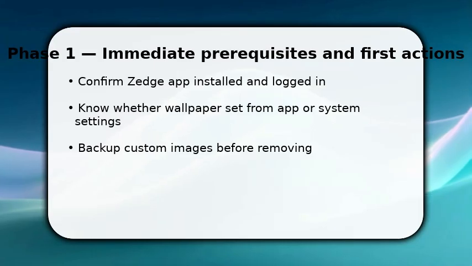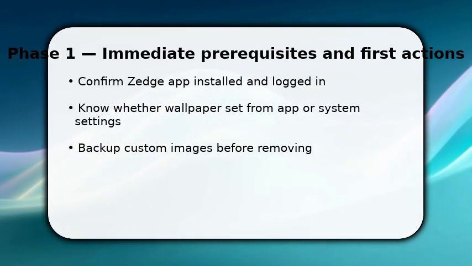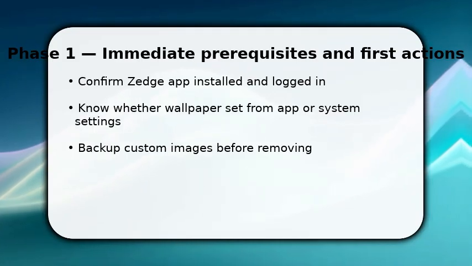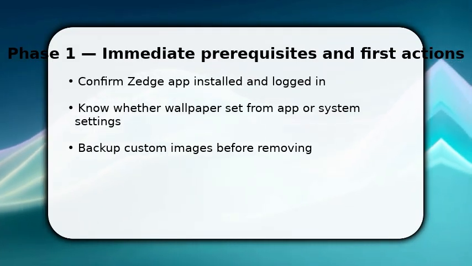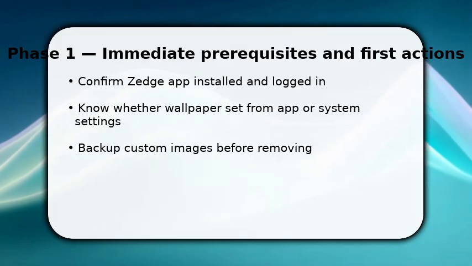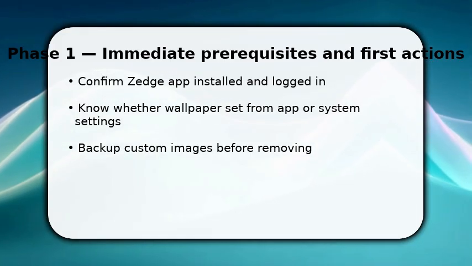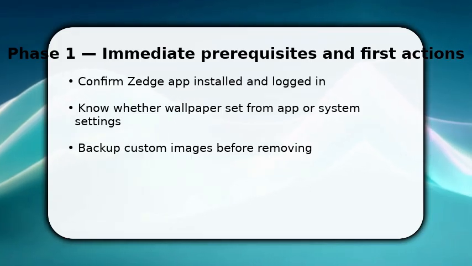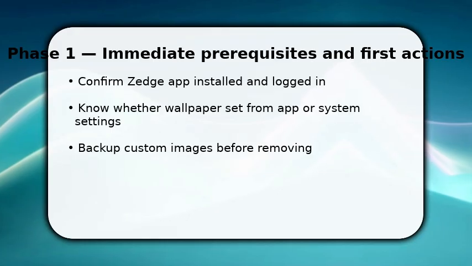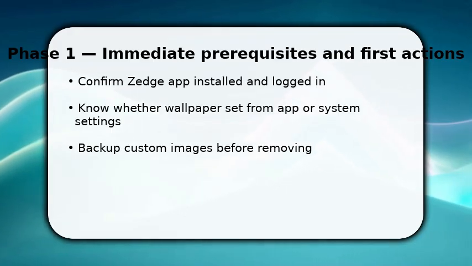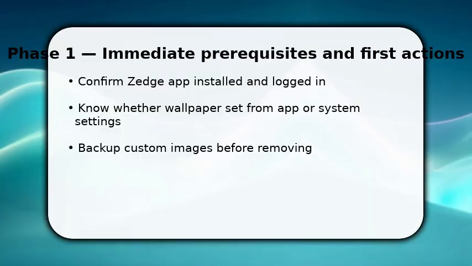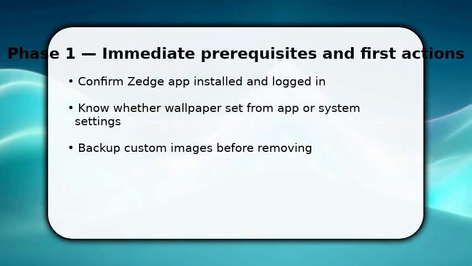You start by confirming prerequisites. The Zedge app is installed and you are signed in, and you know if the wallpaper was applied from Zedge or from your device settings. Once confirmed, open Zedge and go directly to the wallpaper you used. This locates the source file and settings. If you installed a live wallpaper, make sure the live plugin is visible in app options. Also, back up any custom images to avoid accidental loss before you remove anything.